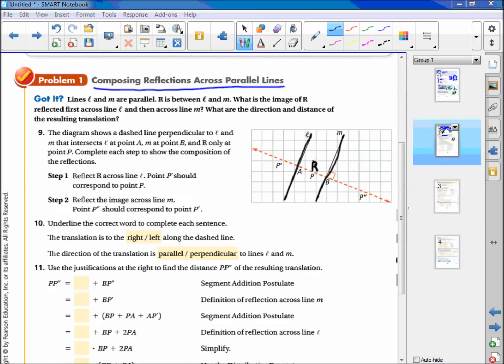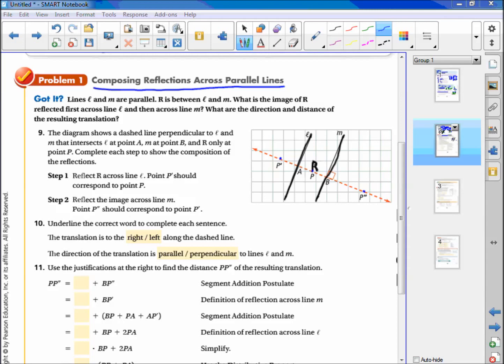Okay. Reflected across line L and then across line M. So first we want to reflect it over line L, then we want to reflect that reflection over line M. Okay, and we want to know when we are done, what is the direction and distance of the resulting translation? So those are the questions we're going to answer after we do our reflections. All right. So they don't actually label this point, but there's supposed to be a little point P on the bottom of R here. And then it shows you where that should go over here when we do our first reflection, and where that point should go when we do our second reflection.